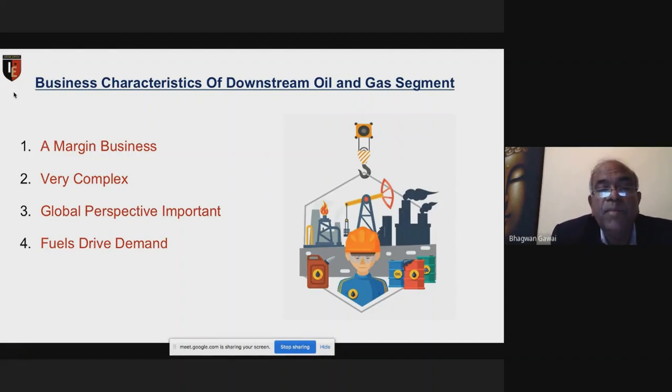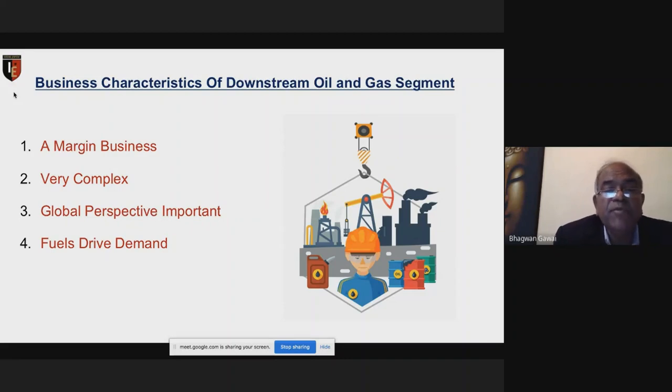Refining is a global perspective, which is very important. While setting up a refinery plant, a refinery unit, you have to see the global perspective, whether the additional refining capacity in any particular state will give the proper margin, proper business profits or not. So it is a highly global perspective. We have to see whether the supply demand position is in line.